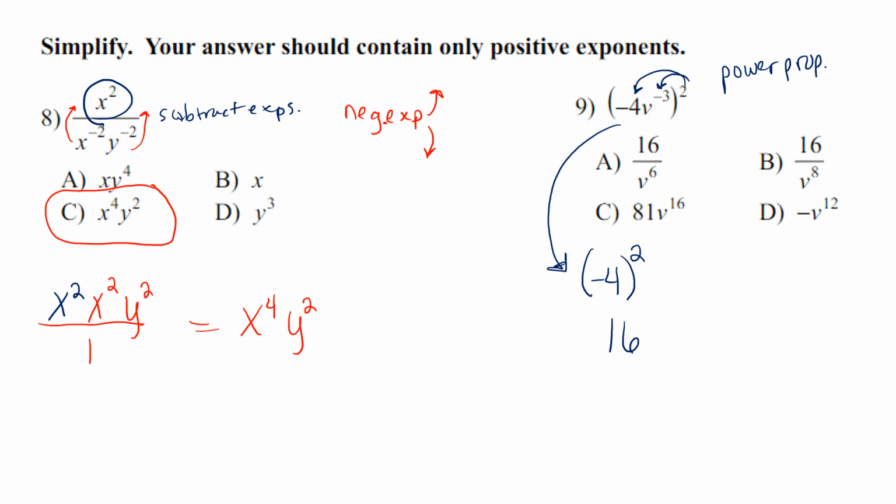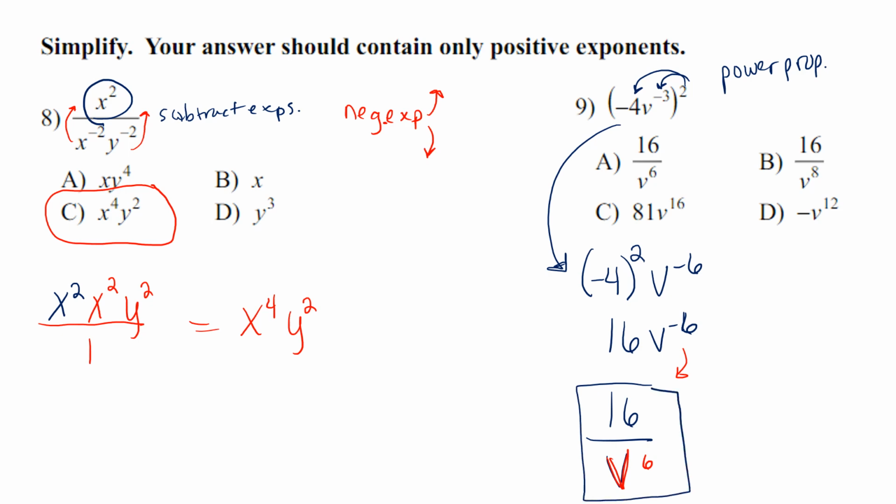Then I have v to the negative 3rd raised to the 2nd power, so negative 3 times 2 would be v to the negative 6th. So now I have 16 v to the negative 6th, and that v to the negative 6 has a negative exponent, so we're going to flip or write the reciprocal of that term, put it in the denominator, so that I can make it positive and get the final solution of 16 over v to the positive 6th, which is A.